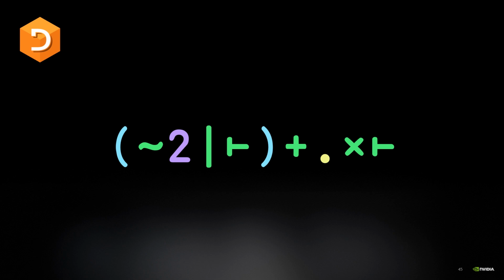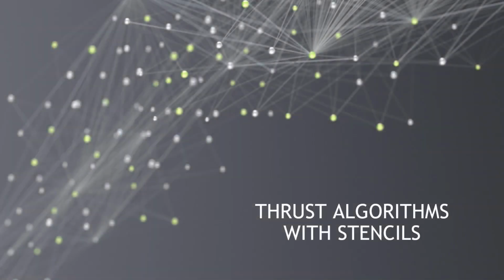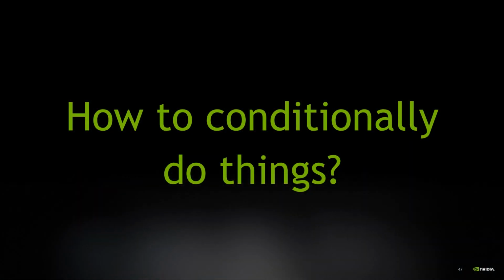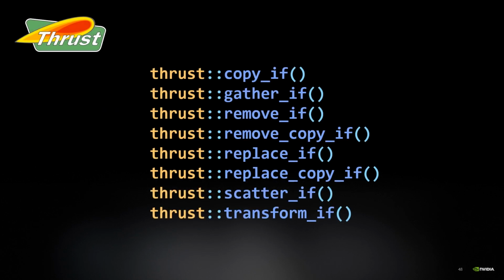Moving on to the second last section, which is getting to the really cool things that you can do in Thrust that you can't do with the C++ standard algorithms. The first is going to be looking at algorithms with stencils. So the first question to ask is, how do we do things conditionally with algorithms? The first answer to this is typically using the suffixed _if algorithms.